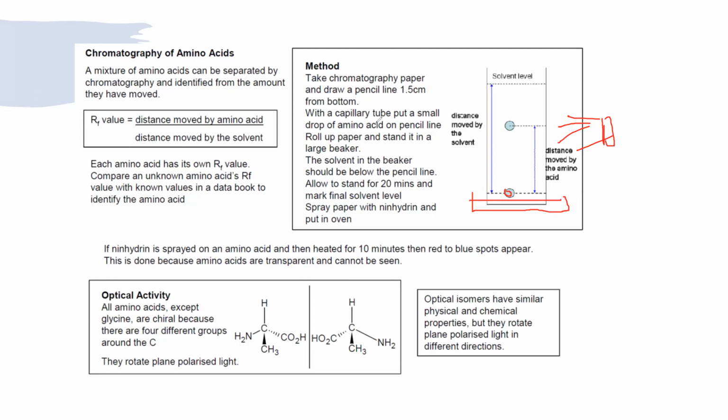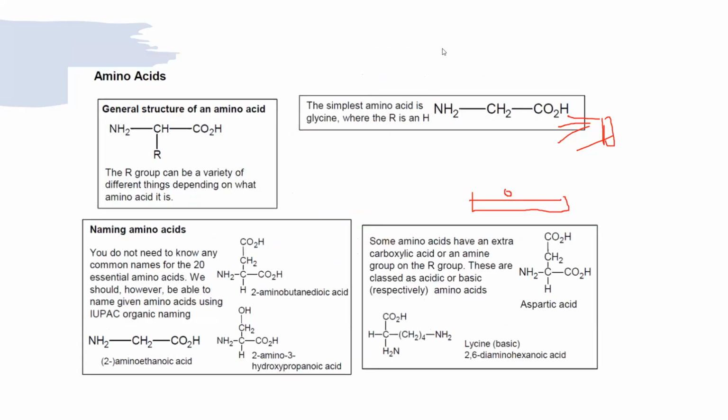The second thing is the optical activity of the amino acids. So all amino acids except glycine, which is the first one, sorry, the second one, are chiral because four different groups are attached.